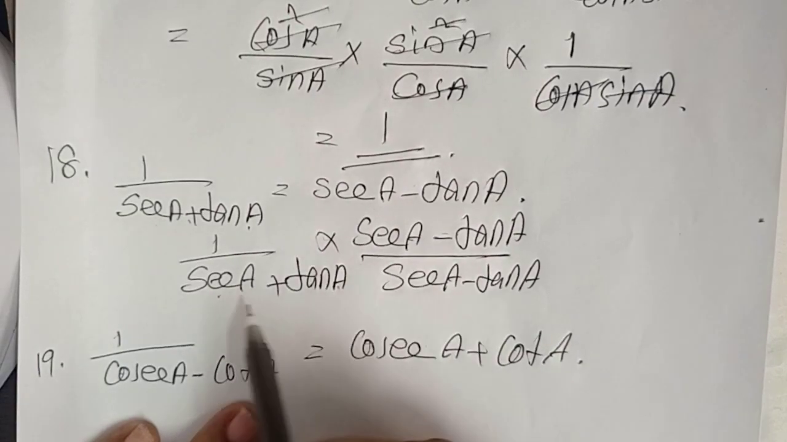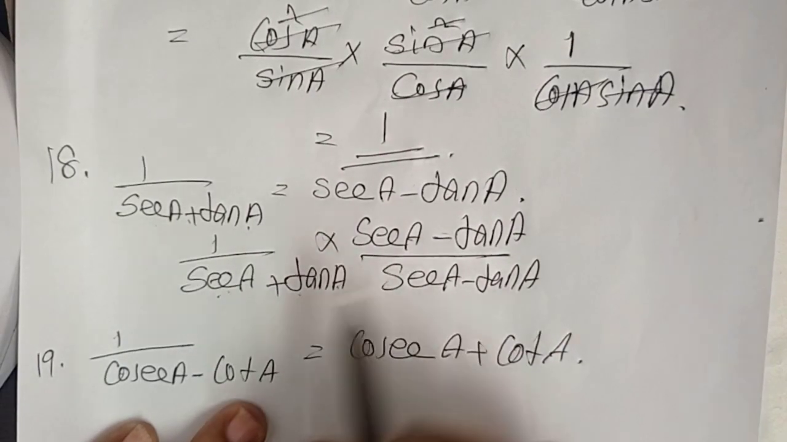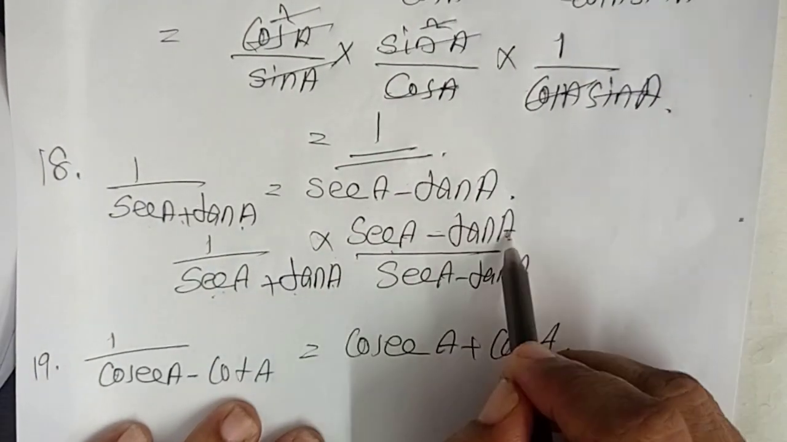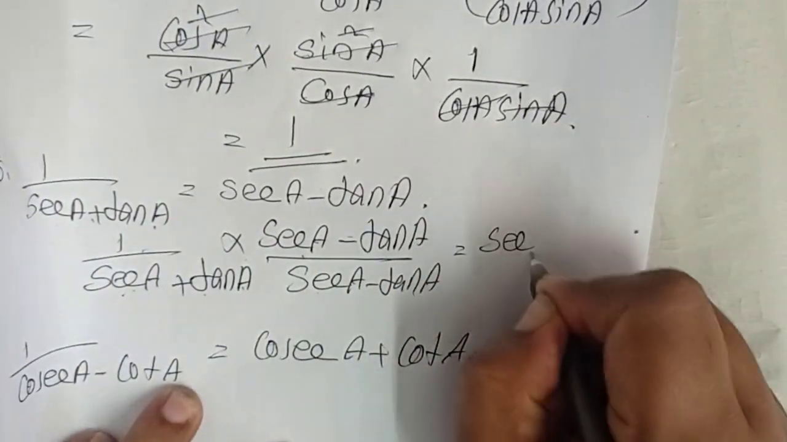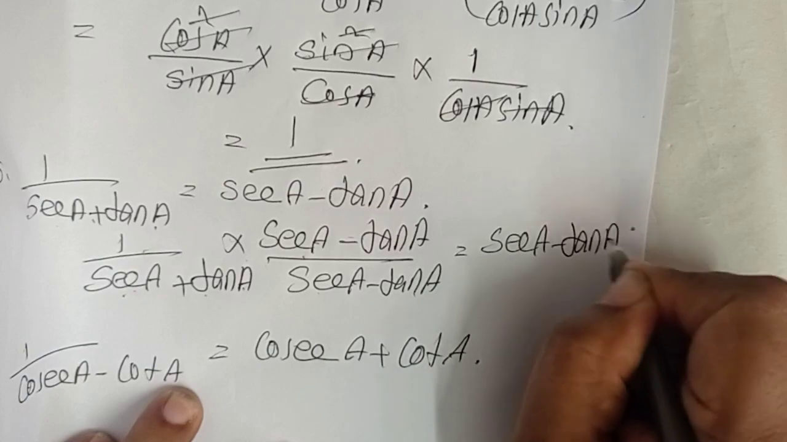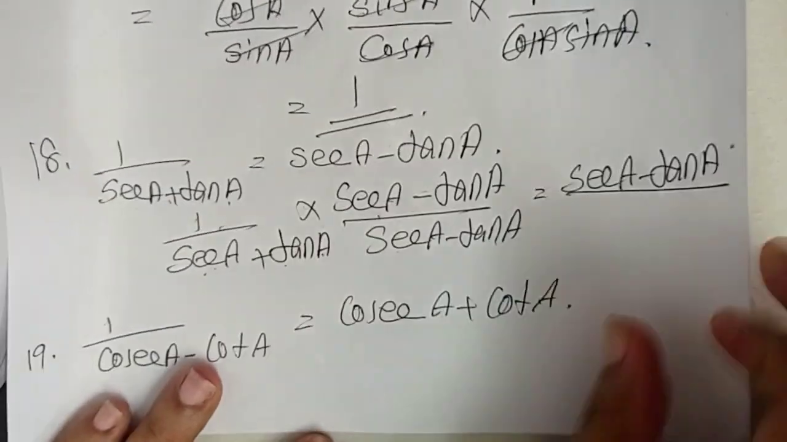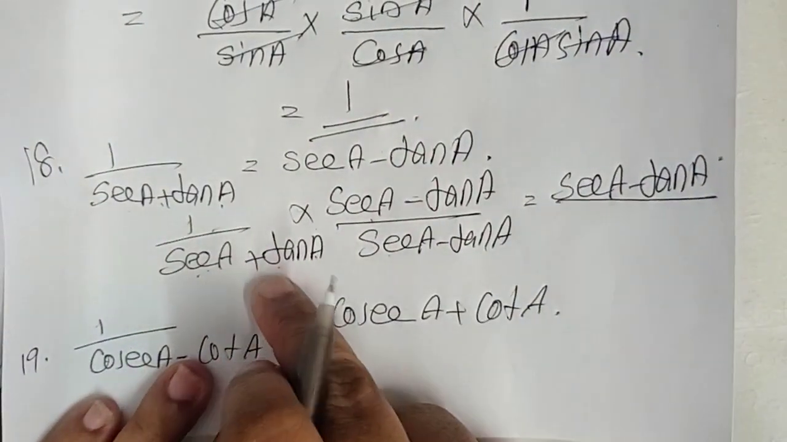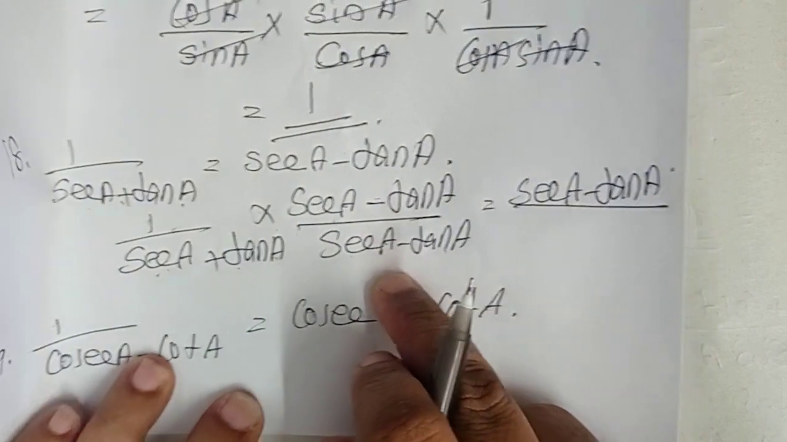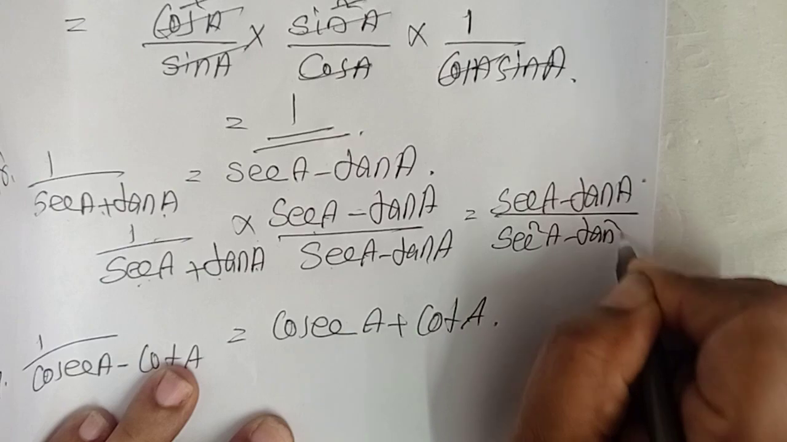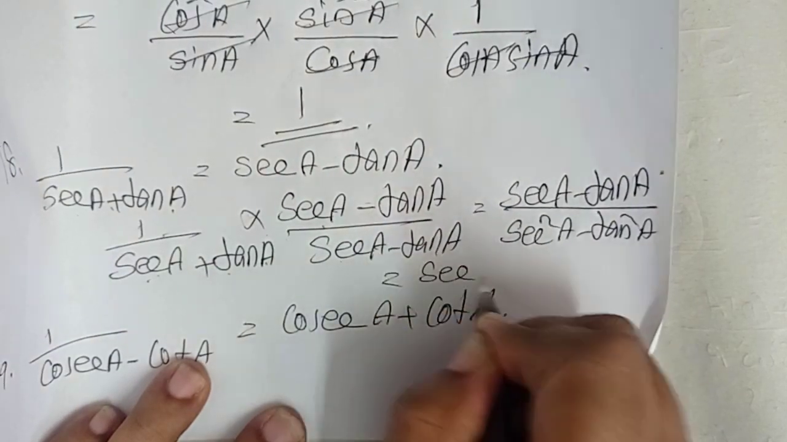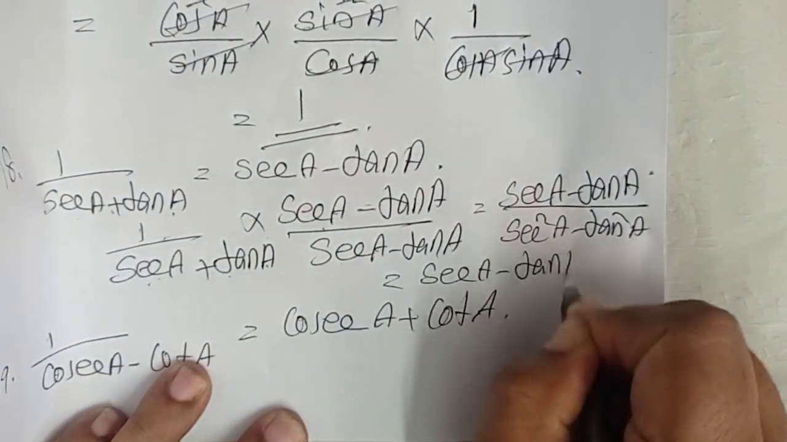Take the conjugate of the denominator. A plus B conjugate A minus B. Sec plus tan A conjugate sec minus tan A by sec minus tan A. 1 into sec minus tan A is sec minus tan A by. Here the denominator is always A plus B into A minus B. What is sec square A minus tan square A? Sec square A minus tan square A is 1. Therefore, the result is sec minus tan A.